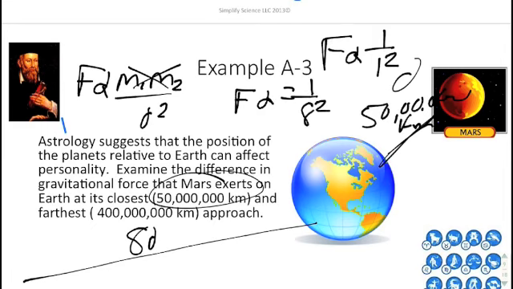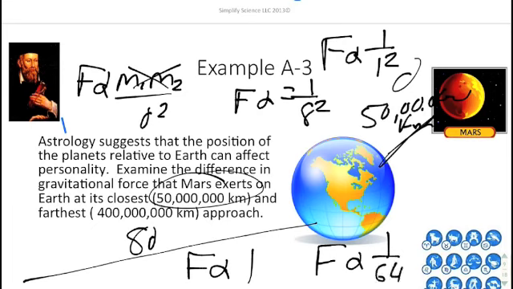Now whenever you do that, you see that there's quite a big difference. For the first one you have forces proportional to 1, and for the other one you have forces proportional to 1 over 64. People say, wow, that's a huge difference. Maybe it does work that way.